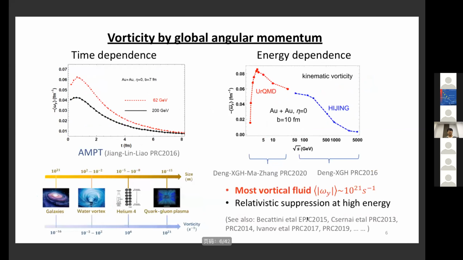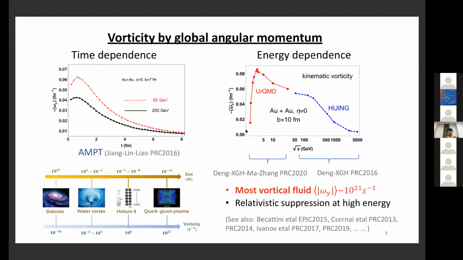Similarly, the vorticity can also be calculated by using some transport models, for example, the AMPT model. Here I show you the calculation given by Yin Jiang, Ziwei Lin, and Junfeng Liao. You can see that as time goes, the vorticity drops because the system is expanding. Here I show you the energy dependence of this vorticity averaged over the overlapping region of the generated medium and also averaged over many events.